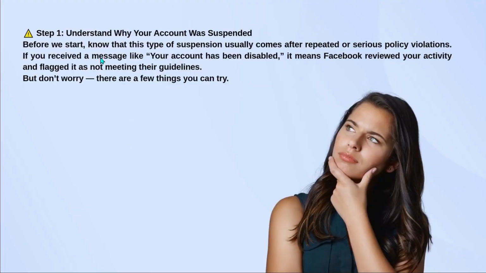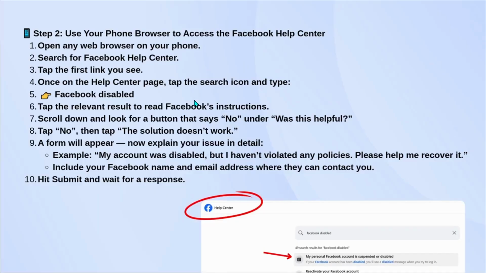Start by opening your browser on your phone and searching for the Facebook Help Center. Tap the first link that comes up. Once you're there, use the search bar and type in something like Facebook disabled. Find the article that matches your situation. Then scroll to the bottom where it asks, "Was this helpful?" Tap no. Then choose Solution doesn't work. This should open a form.